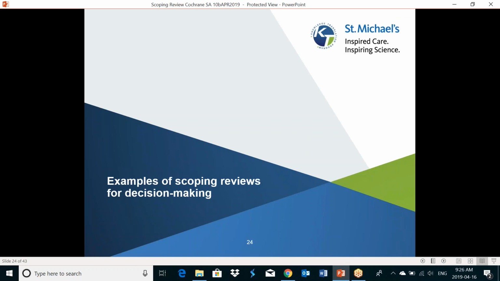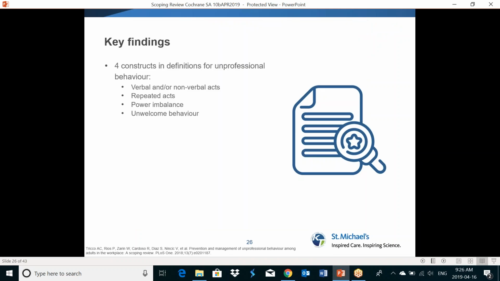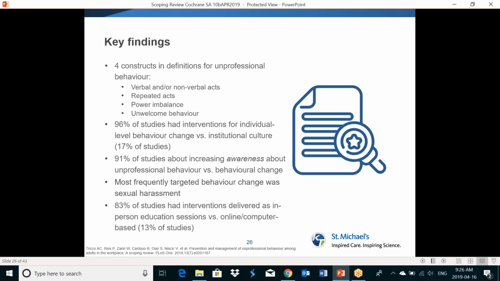Now I will move on to some examples of scoping reviews that my team has conducted. One was on the prevention and management of unprofessional behavior among adults in the workplace. What we found is that there were 4 constructs of unprofessional behavior: verbal and or nonverbal acts, repeated acts, power imbalance, as well as unwelcome behaviors. We found that 96% of studies had interventions for individual level behavior change versus changes at the institutional level. Most of the studies were trying to increase awareness about the behavior versus trying to make any changes with the behavior. Most of the target behavior change was on sexual harassment, which the studies found to be the most problematic. And 83% of studies had interventions delivered as in-person educational sessions versus online or computer-based sessions.